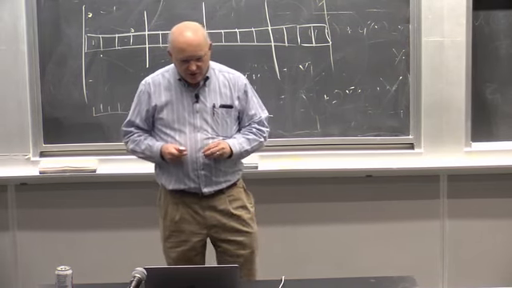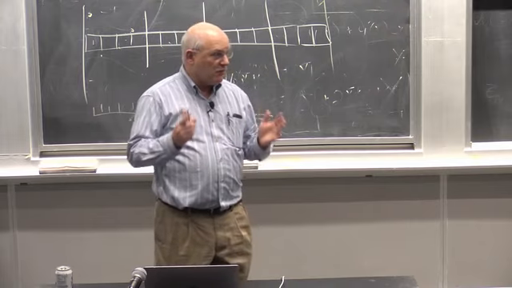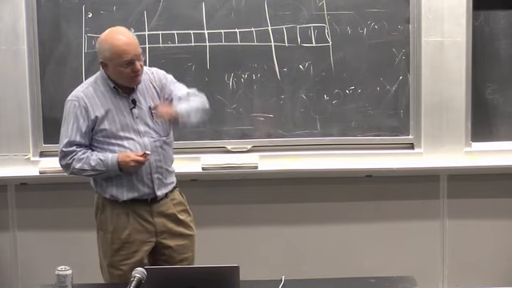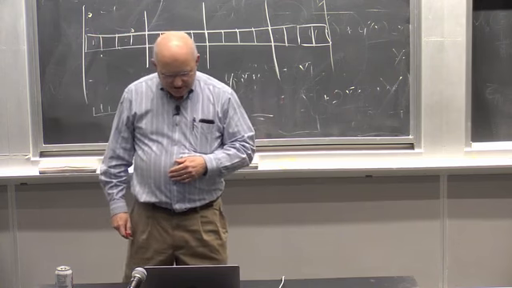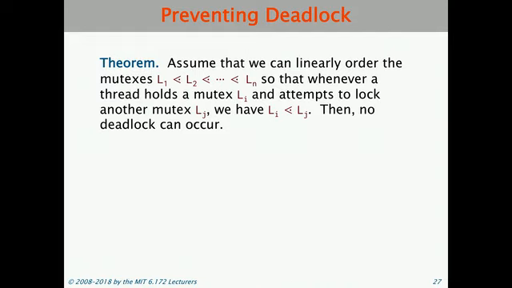I'm going to give you one where we have non-preemption, but we still avoid deadlock. And it's to go after that cyclic problem. So here's the idea. Suppose that we can linearly order the mutexes.